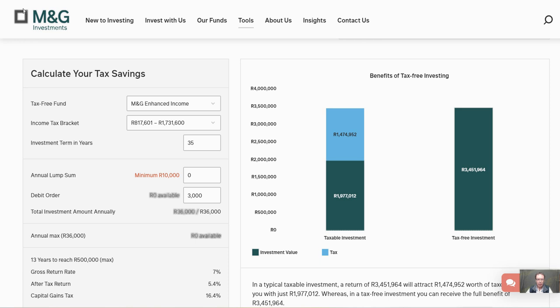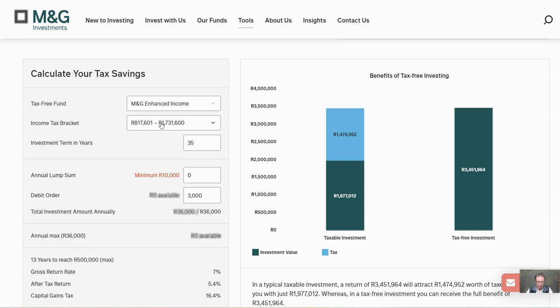Today I'm going to look at the differences, and I'm using M&G's website. You can go there as well, and you can emulate a tax-free savings account and a normal unit trust and see what the difference is. So what we are looking at is using a fund, and they've only got the enhanced income fund, which you can utilize as the underlying investment.